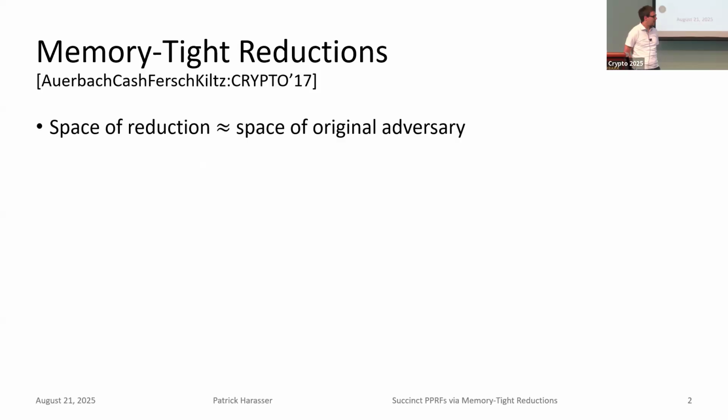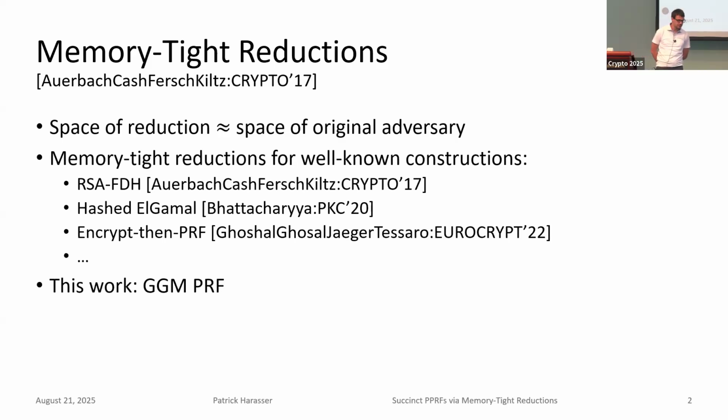So the starting point of this work actually lies somewhere entirely different, namely in the area of memory tightness, where one studies reductions for which the constructed adversary uses roughly as much space as the original adversary. There's a number of works who have re-examined some of the fundamental constructions in cryptography from this point of view. You can see a few of them on the slide. And we wanted to contribute to this line of work by examining a construction not studied so far, namely the GGM PRF.